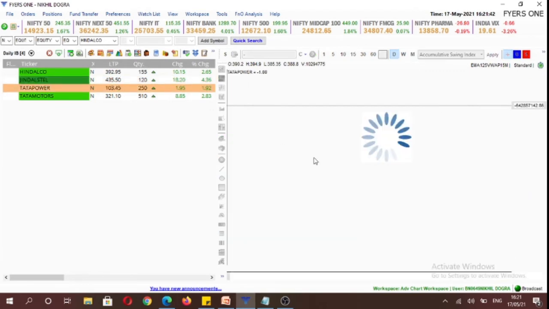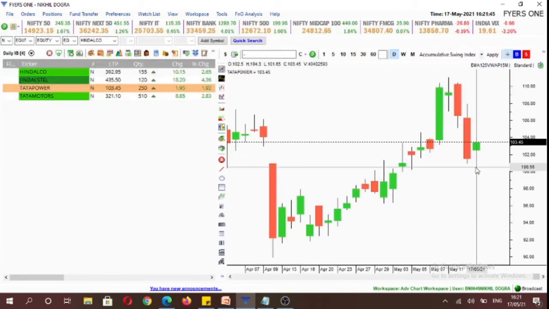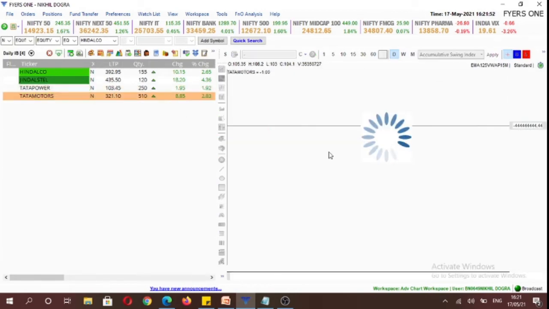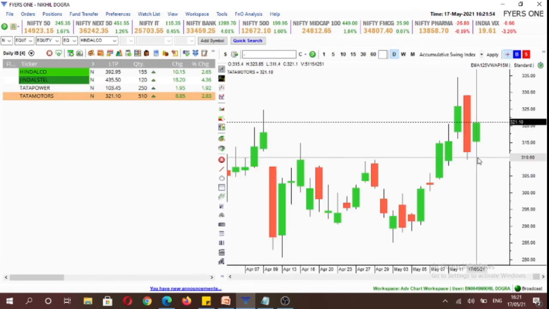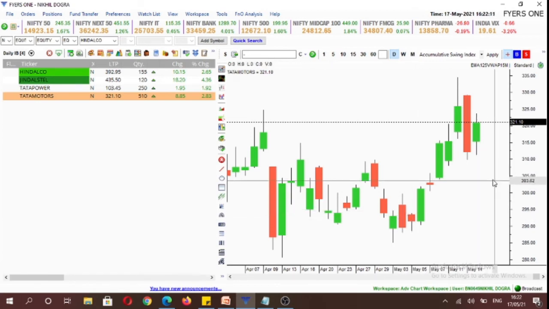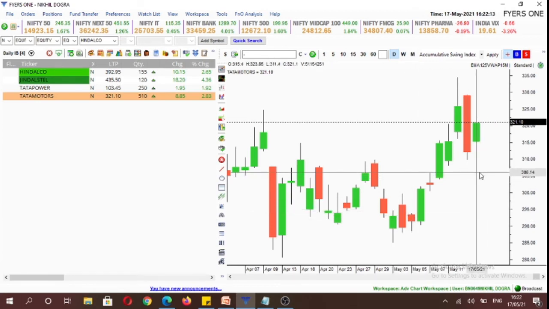Our third stock is Tata Power. We'll look for buying opportunity above 104.4 or selling opportunity below 101.55 levels. And finally, our last stock is Tata Motors. We would be looking for buying opportunity above 323.95 or selling opportunity below 311.3. So all these stocks are inside candles, and whenever inside candles are formed, it tells us that there's an equilibrium between both the buyers and the sellers. So we'll look to establish a trade if either side of the range breaks.